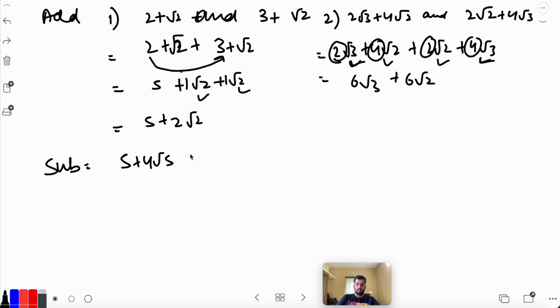And the same case if we come to subtraction. Assume we have 5 plus 4 root 5 and 6 plus 4 root 5. Assume we have a question. How to write this? See, now we will put a negative sign. After the negative sign, what does it mean? Put the things in the bracket.